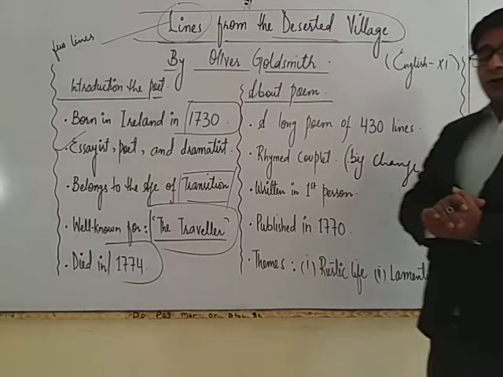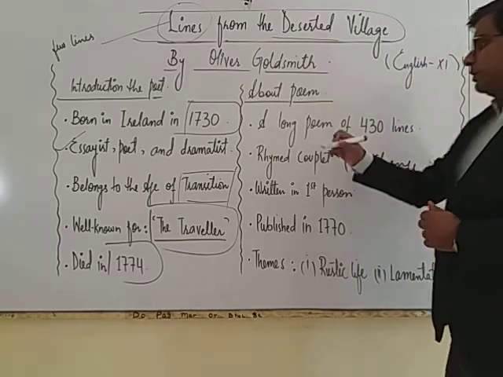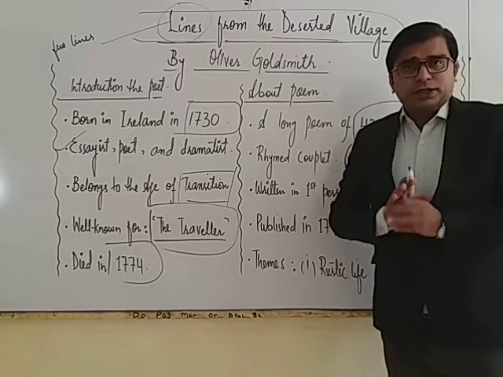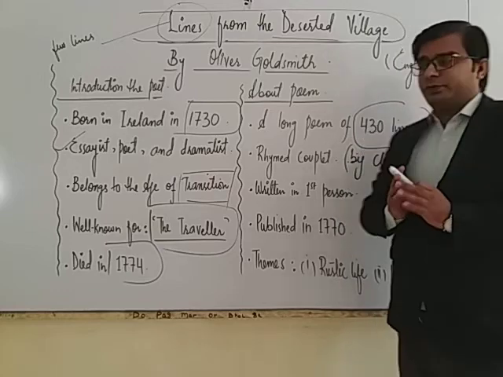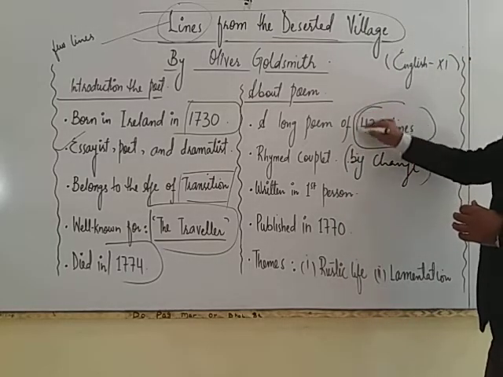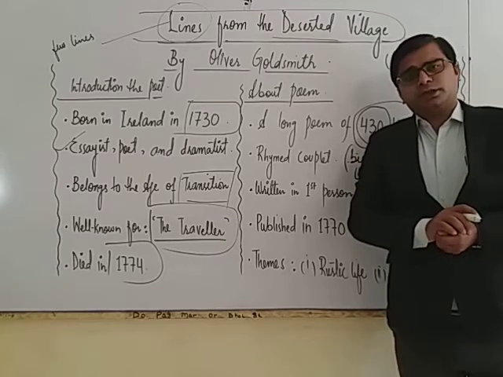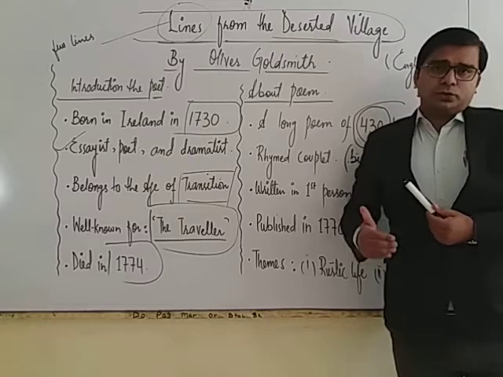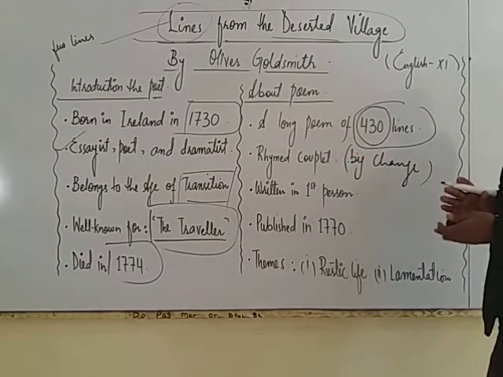One of the topmost points I have chosen to tell you is that it is a long poem. It is not a short poem. Remember, it is not a short poem. It is a long poem, and of how many lines? 430 lines. Exactly. And we have not been given the rest of the context because it is too long to teach at an intermediate level. It is a rhymed couplet.